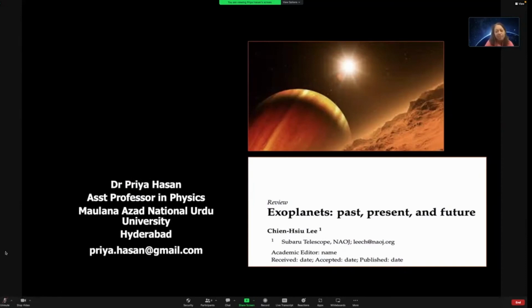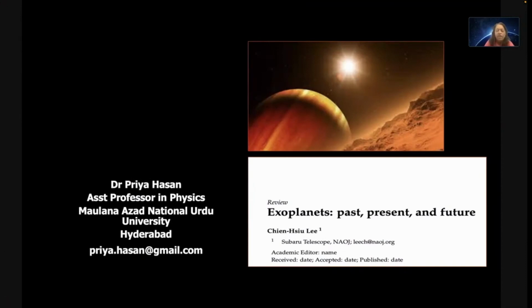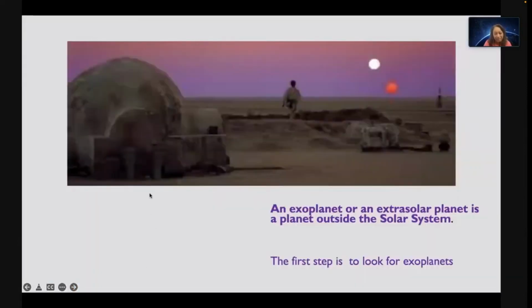I'm a professor in physics and astronomy at the Maulana Azad National Urdu University, which is located in Hyderabad in India. And today I'll be talking to you about this review paper, which is on exoplanets, the past, present, and future. By definition, an exoplanet or an extrasolar planet is a planet outside our solar system.